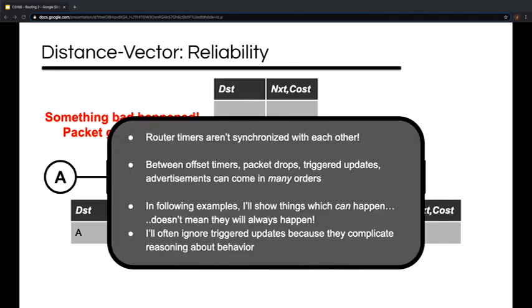A final note here is that when the timers retransmit their advertisements, they're not synchronized, right? Every router is potentially doing it, offset from the other ones. So because of the timers being offset and because of packets being dropped, advertisements can come in unexpected orders. In the following examples, I'll show you some things which can happen. It doesn't mean that they're always going to happen. It depends on the ordering of a bunch of these things. And in particular, I'm not going to show triggered updates a lot, just because it makes things hard to reason about.